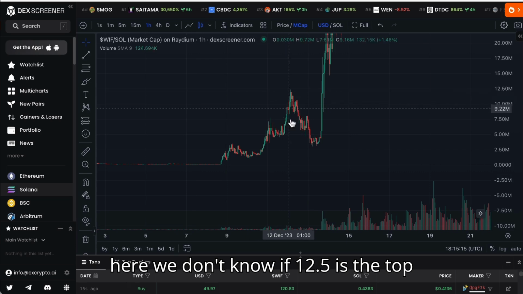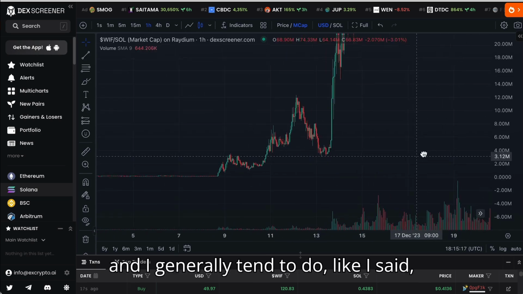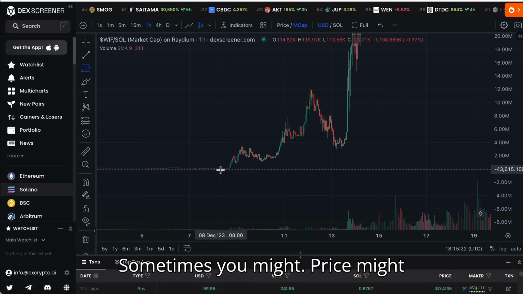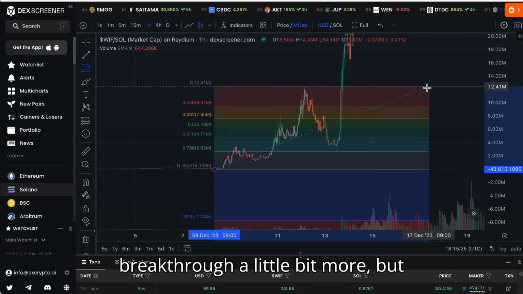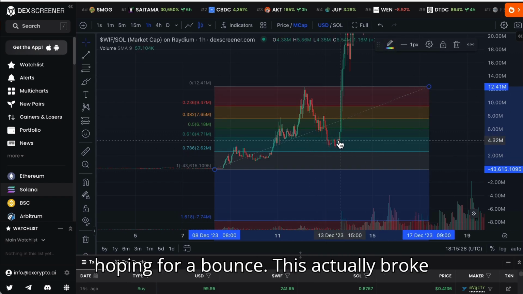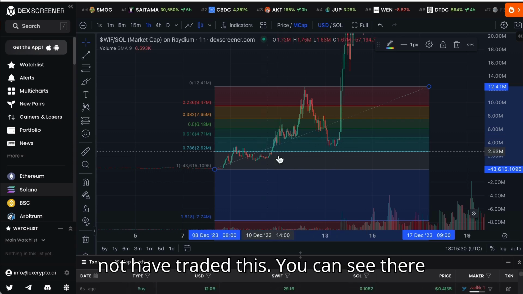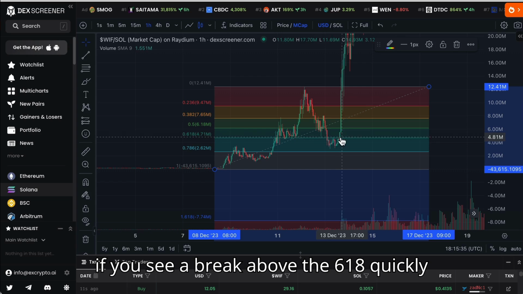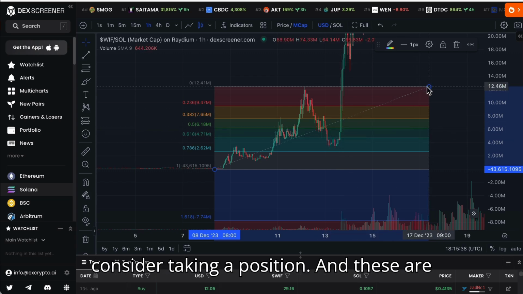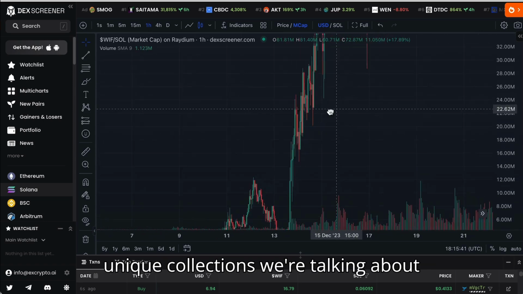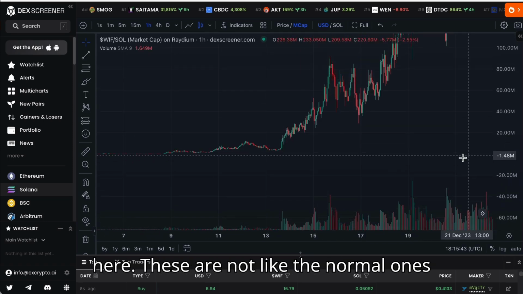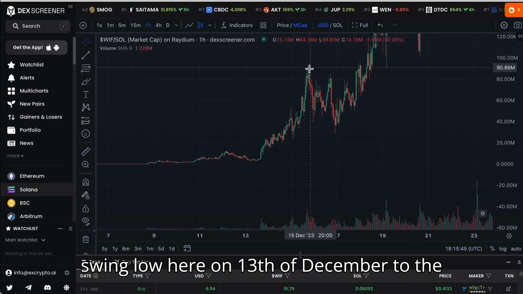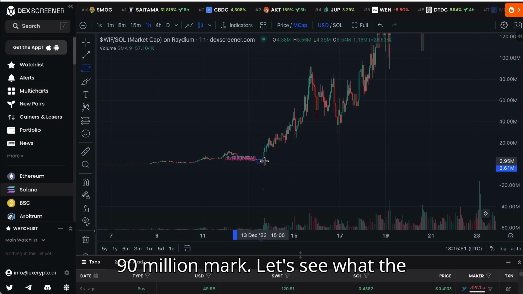So initially here, we don't know if 12.5 is the top. And I generally tend to do, like I said, the 618 level, but it's not perfect. Sometimes price might break through a little bit more, but generally around the 618 level, I'm hoping for a bounce. This actually broke a little bit more, so I personally might not have traded this. You can see there was support there, then we broke. But if you see a break above the 618 quickly and aggressively, then obviously you can consider taking a position. And these are unique collections we're talking about here, not like the normal ones you might see. But anyway, let's go from swing low here on 13th of December to the 90 million mark. Let's see what the pullback was like there.